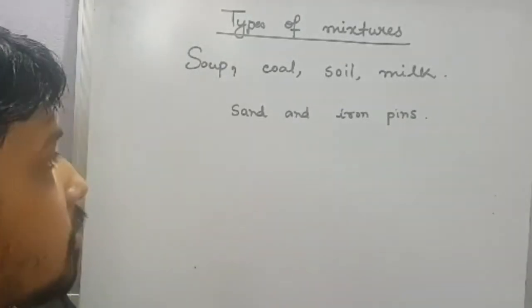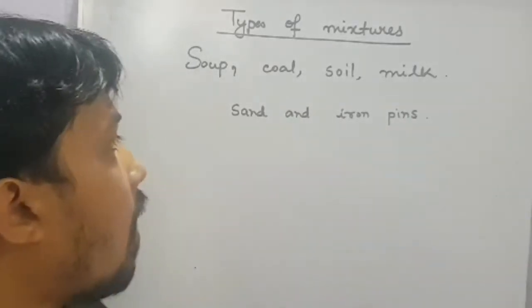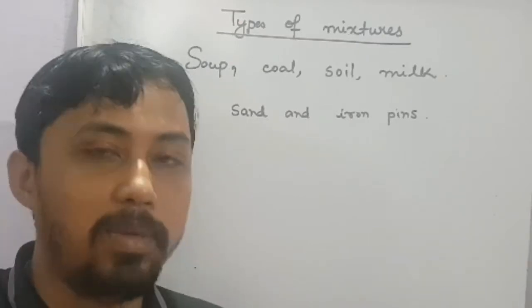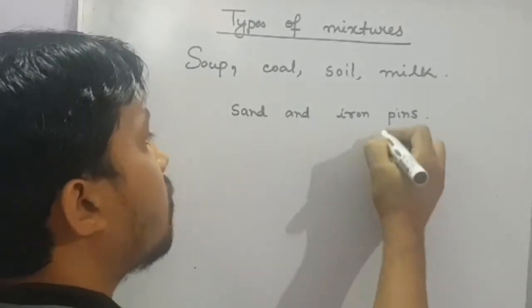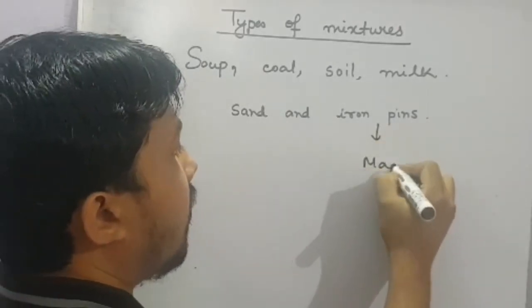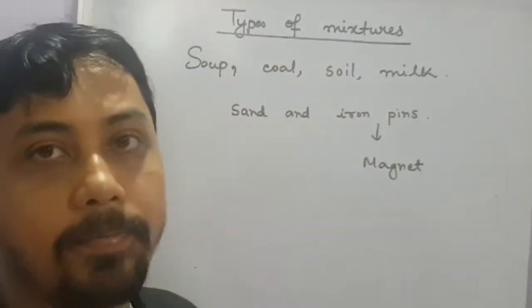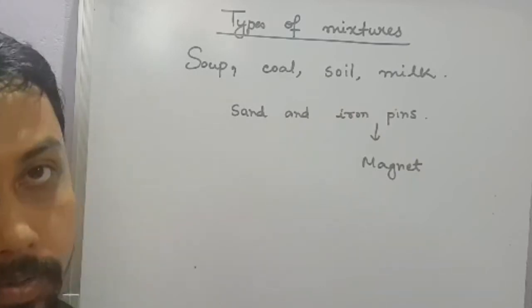Because what are the two constituents over here? Sand and iron. Can you separate them? How do you separate sand and iron? If the amount is less, obviously you can pick the iron beans, right? If the amount is huge, what can you do? You can use a piece of magnet. The magnet will attract all the pins and you will be left with the sand, right? So the constituents can be separated. So it's an example of mixtures, right?